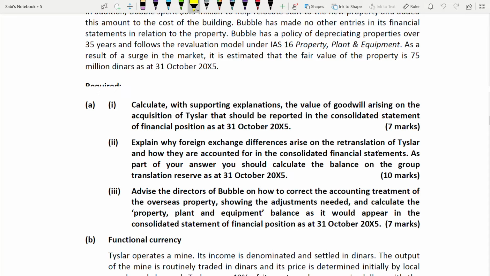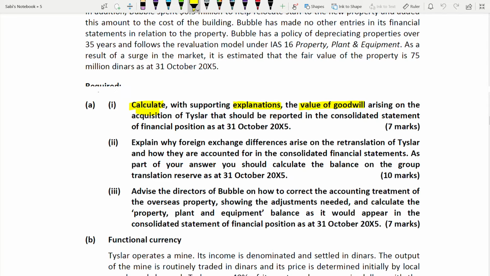So first it is calculate with supporting explanations. That means you have to explain, not just calculate, the value of goodwill for 7 marks. This 7 marks is not just for calculation, we have explanations also.